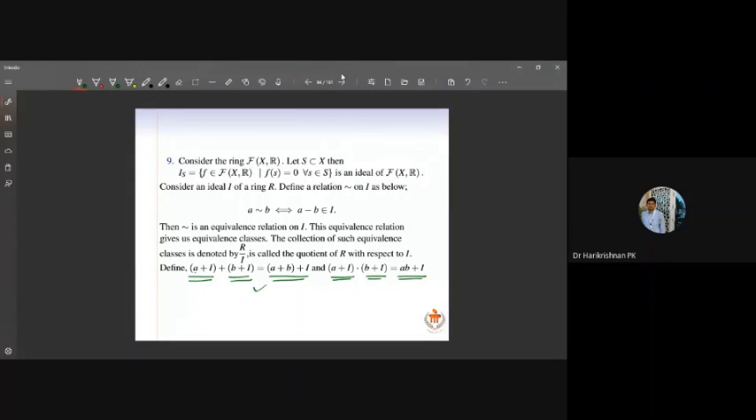So with respect to these two operations, you can see that this set R by I satisfies all the conditions of a ring. So that means we are using an equivalence relation on the ideal of a ring R. We constructed a new set, the collection R by I, on which we defined addition and multiplication. And now we gave a structure to it that becomes a ring. So such rings are called the quotient rings. And this R by I is not only a ring, it is a commutative ring also, and it has an identity element. And such rings are called what? The quotient rings.